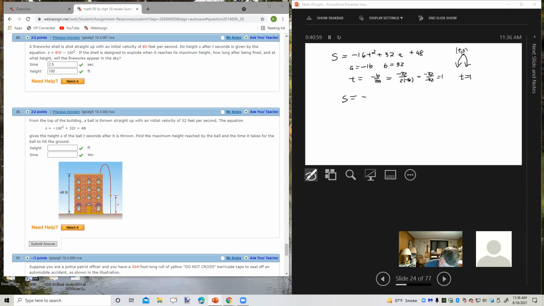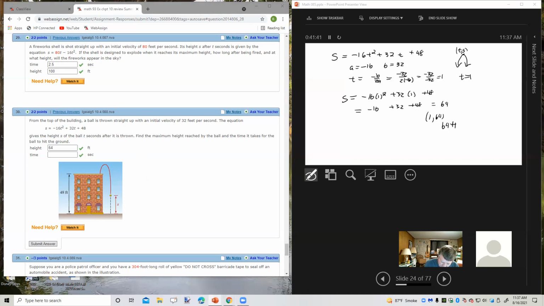So then we put 1 in there, we get this, which is, let's see, -16 plus 32 plus 48, which I believe is 64. So the vertex is at (1, 64), and 64 feet would be the maximum height. Okay, so 64 feet. Now, it doesn't want the time at the maximum height. It wants the time when it hits the ground. What is the height when it hits the ground? The height is 0.